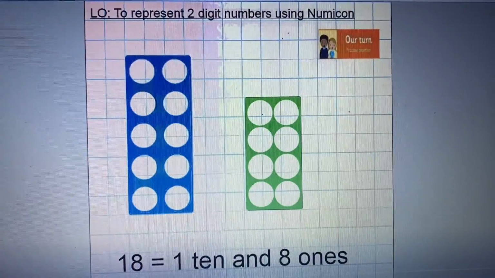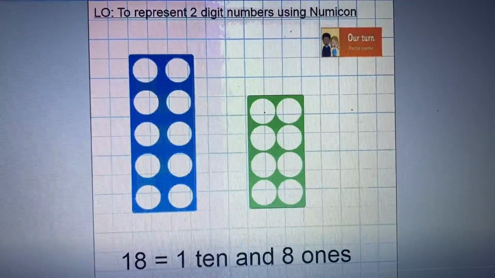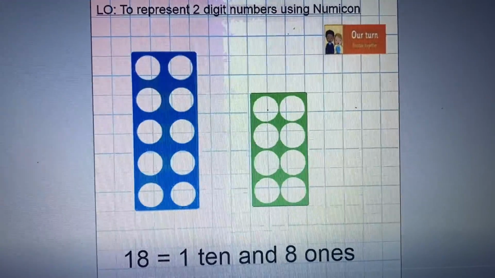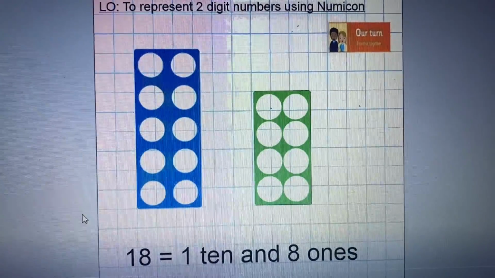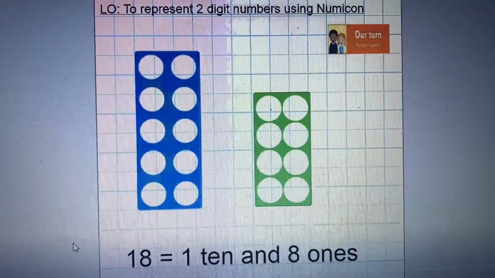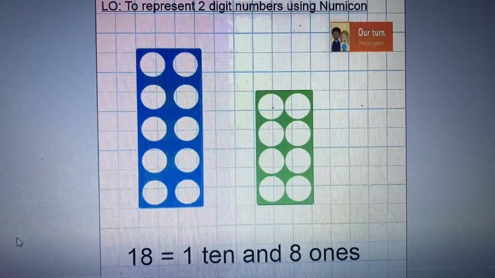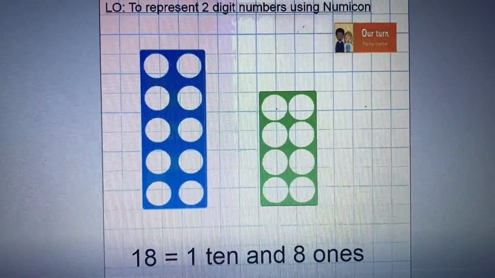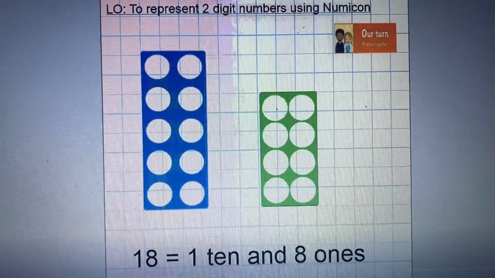So, how did you get on? Here are our answers, so you can check yours. So the first one was 1 ten and 8 ones. So you should have written 18 equals 1 ten and 8 ones. Give yourself a big tick if that's what you got. Don't worry if you're still a little bit unsure. That's okay because we're going to have lots of practice.